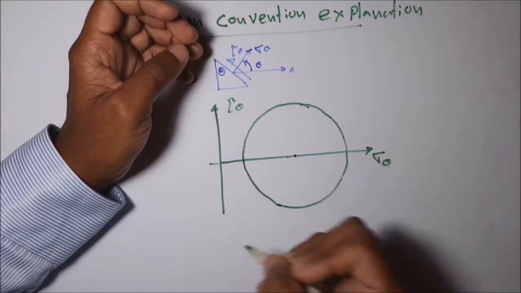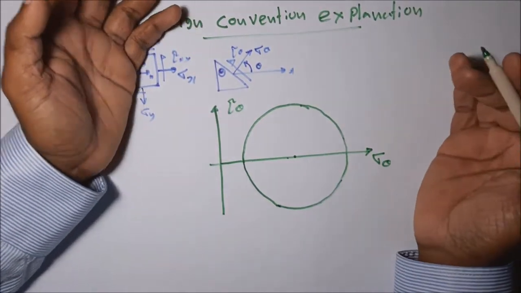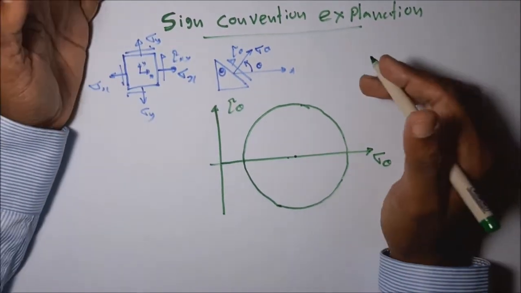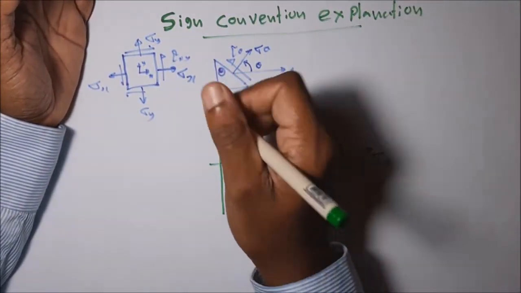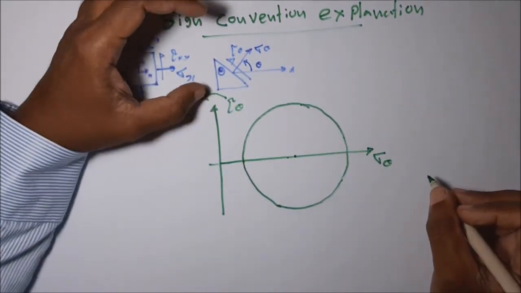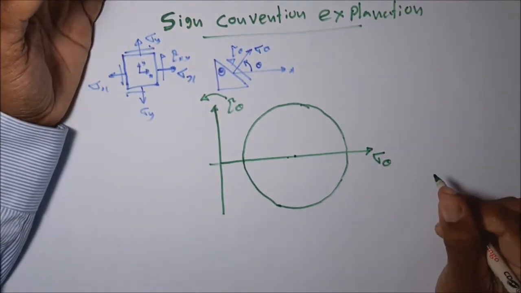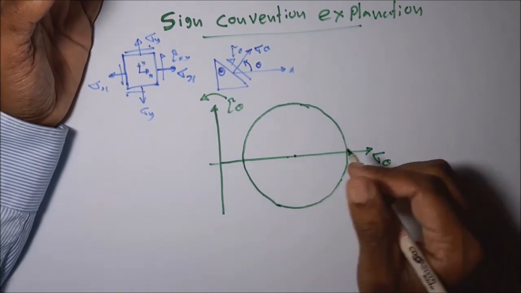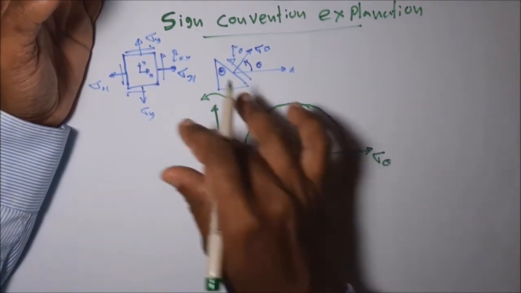Okay, then let's assume our sign convention. We are going to explain this sign convention. Let's assume the sign convention we took is that tau theta in the anti-clockwise direction is taken as positive. So according to the sign convention, we are going to mark these stresses.